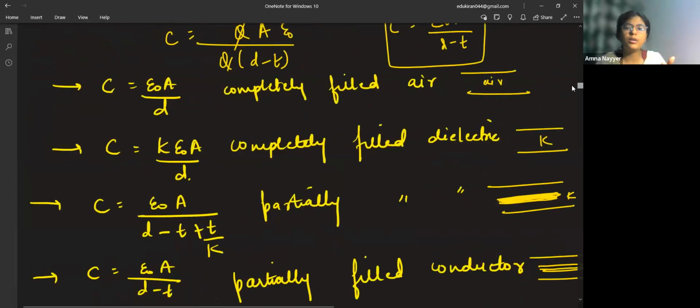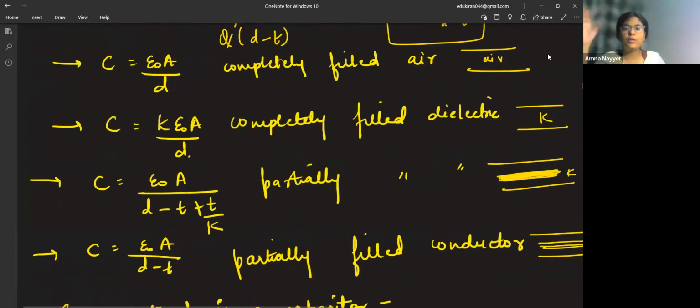So I think this was where we had stopped. If you completely fill it with air, because air is an insulator, epsilon naught A by D. All these 4 formulas you all should remember. Fine. Completely filled dielectric slab, K epsilon naught A by D. Partially filled dielectric slab, epsilon naught A by (D minus T plus T by K). What is T here? T is the thickness of the slab. K is already the dielectric constant. And if suppose we inserted a conductor, then epsilon naught A by (D minus T). That's it.